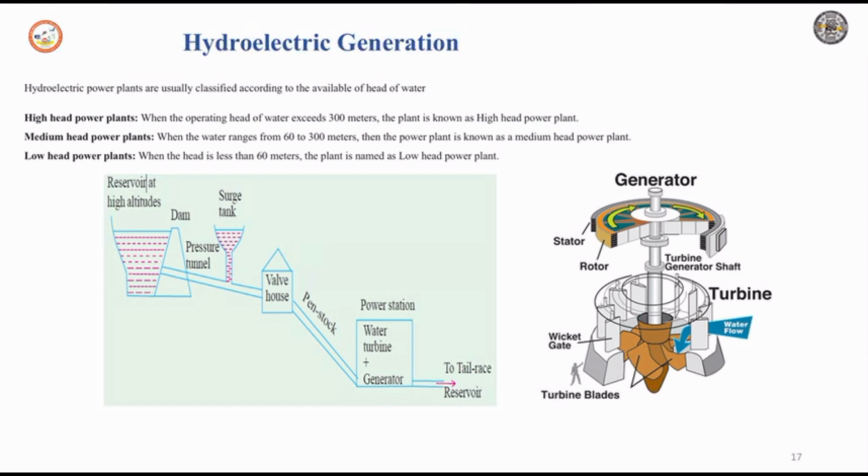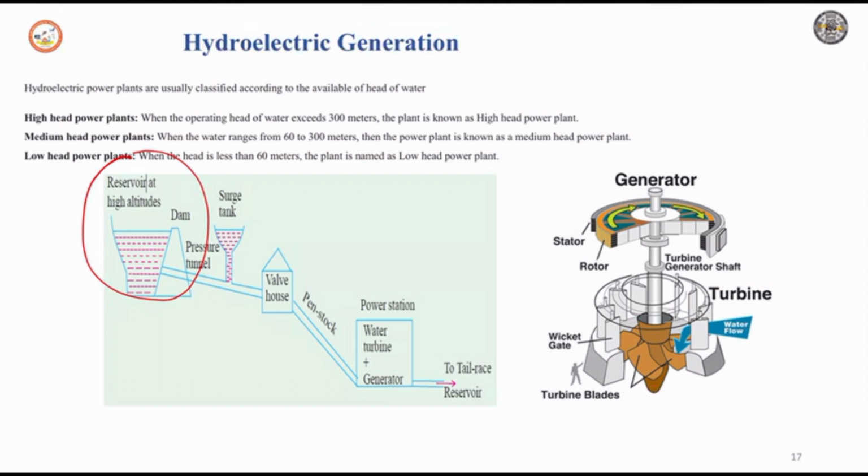As we know, hydro is nothing but water, so we use water to generate electricity. That's why it is called hydroelectric power generation. How can we use water to generate electricity? First we require a water reservoir at a high altitude. That is the prerequisite to generate the power. You can see in this diagram the reservoir at high altitude, and we should have a dam to control the water flow.